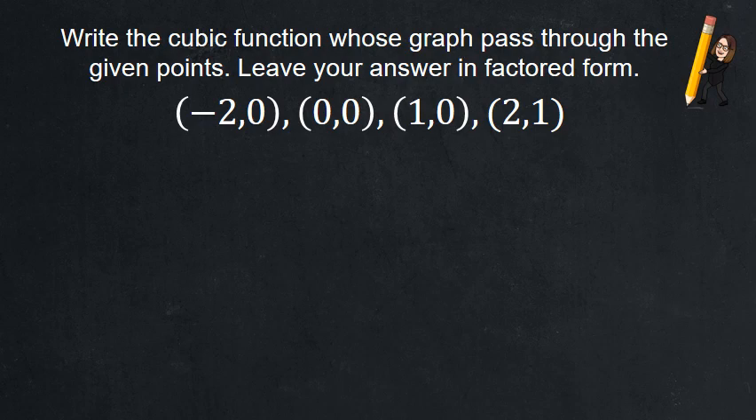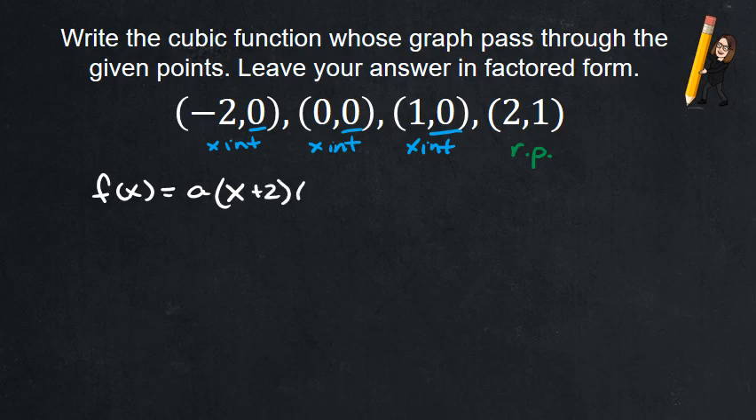Let's take a look at another example. In this case, we don't have a visual graph, but we have points provided to us. The first thing you need to do is identify what type of point each one is. So in this case, I know that this is an x-intercept because it ends in 0, x-intercept, x-intercept, and (2, 1) is going to be my random point. To start off, I've got f of x equal to a times (x plus 2), x minus 0, or you could just put x, of course, and (x minus 1). Cubic function because there are 3 x-intercepts.